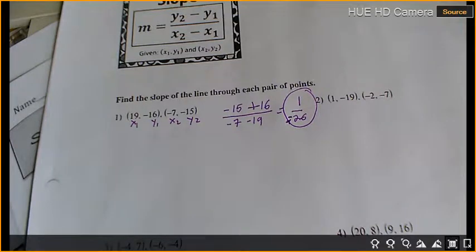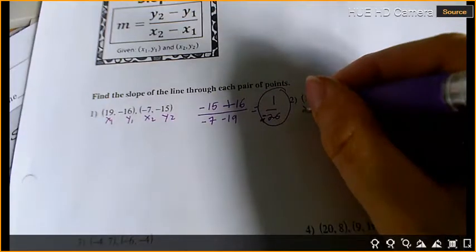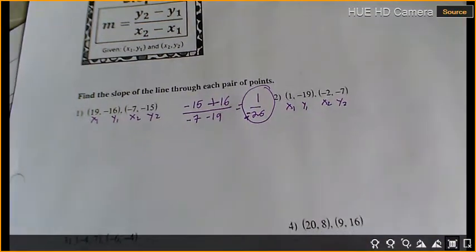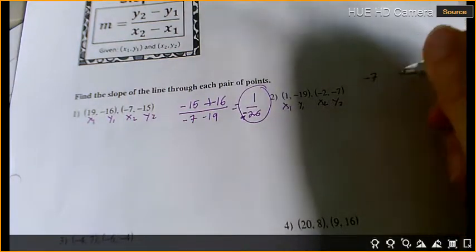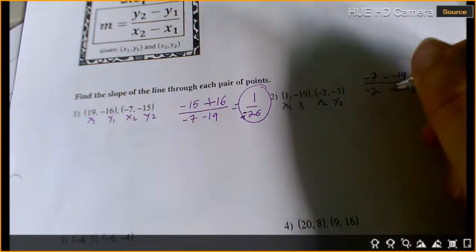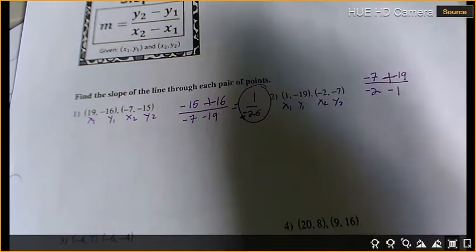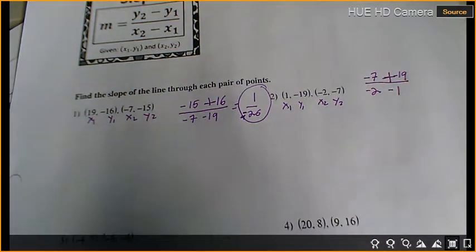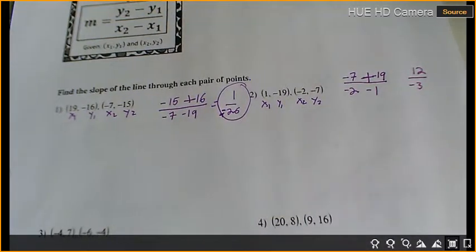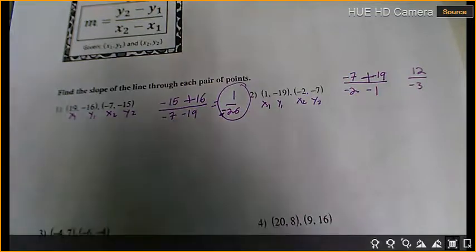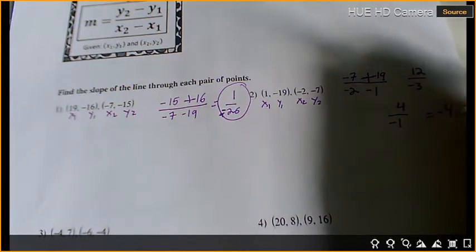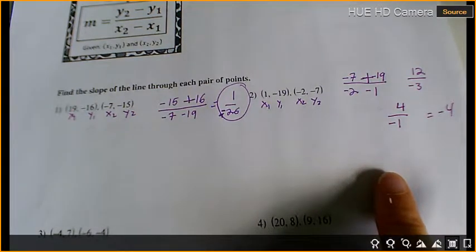Okay. All right, let's look at number 2. We've got x1, y1, x2, y2, and we're going to put it in that equation. So we're going to go negative 7 minus a negative 19 over negative 2 minus 1. Make sure you change a negative and a negative into a plus. And I get 12 over negative 3. How many times does 3 go into 12? 4 times. So we're going to get 4 over a negative 1 or just negative 4. I like it in the fraction form because it makes it easier to graph.